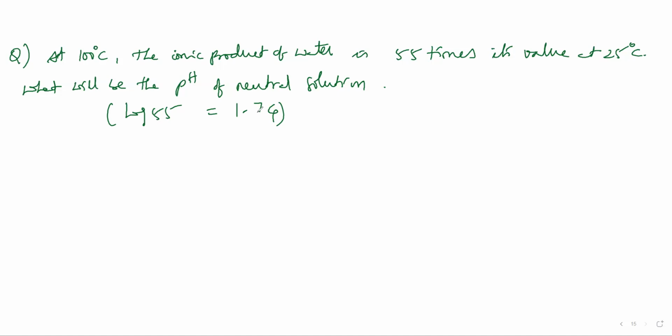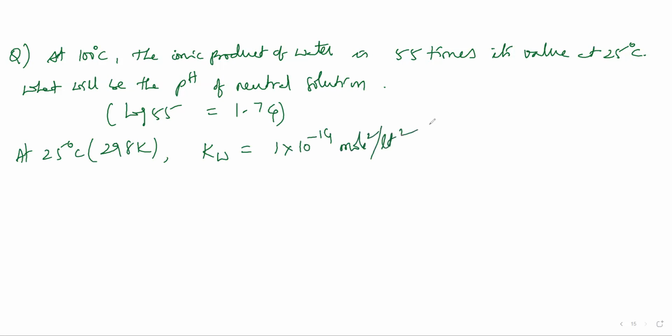And how to solve this? So the given condition is the ionic product of water is how many times greater, sir? 55 times. Actually, at 25 degrees Celsius or 298 Kelvin, already I have given you that value. Ionic product is given by 1 into 10 power minus 14 mole square per liter square. So this we already know, isn't it? Yes, sir.